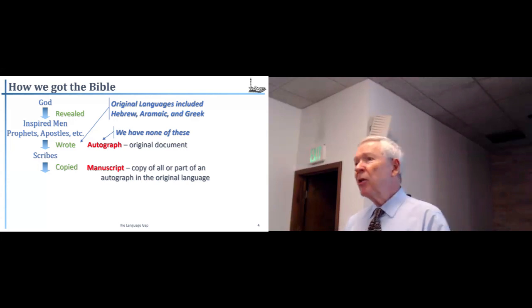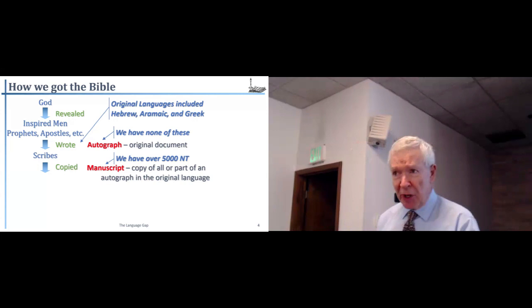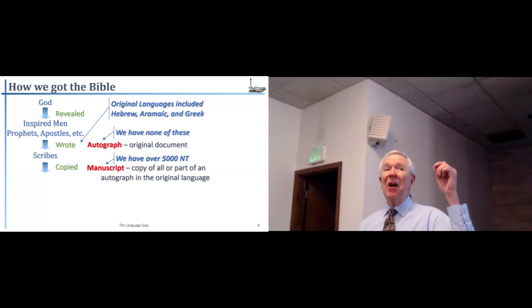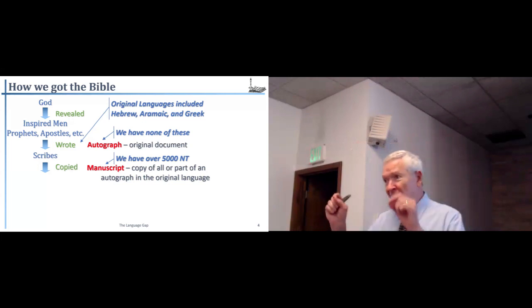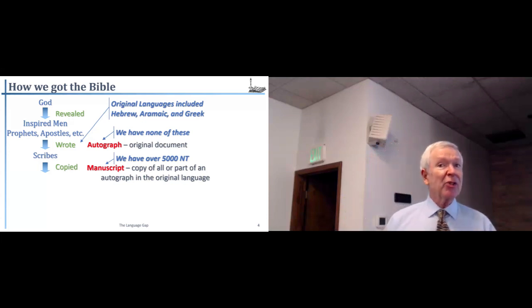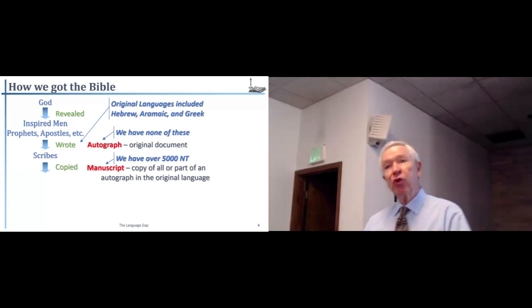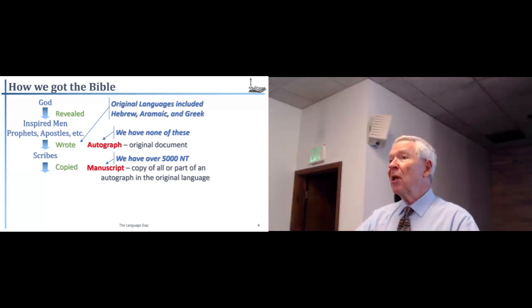And when you say, well, how can you then trust it? Well, when you get to the manuscripts, just from New Testament manuscripts, we have over 5,000 of these things. And the number of changes and variations that you find are extremely small. So we have enough evidence together that we can trust that those manuscripts have in them what God expected us to have. So those are original language things.